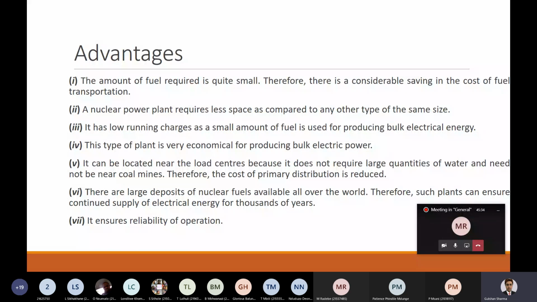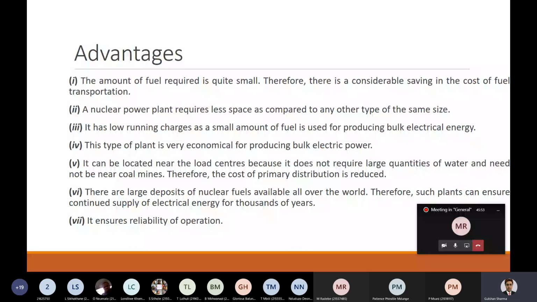because in a thermal power plant, on a regular basis every day, you need coal, so the cost of transportation is very high in thermal power plants. That can be saved in the nuclear power plant. Another thing is that the design of the nuclear power plant is very compact. For the same capacity, they require very little space in comparison to thermal power plants or hydropower plants. So you can save a lot of space by installing a nuclear power plant.